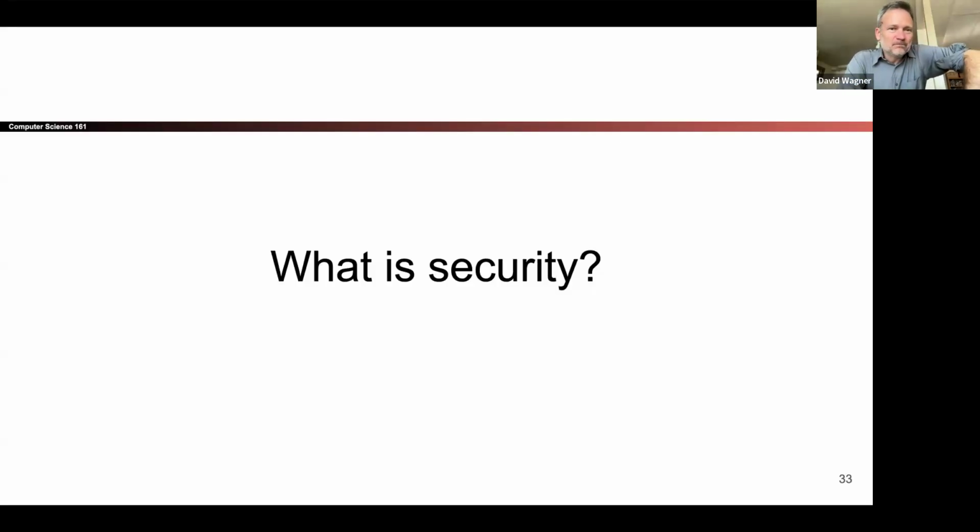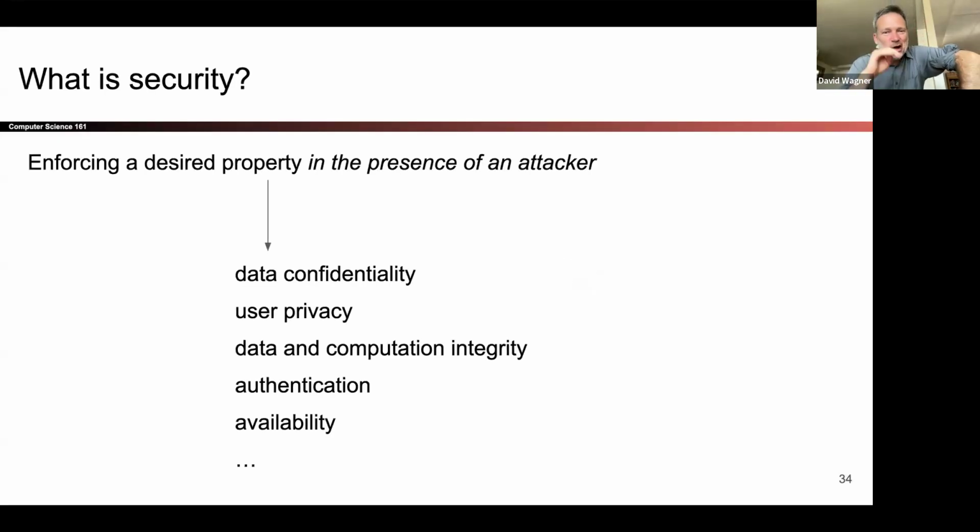So, what is security? In this course, we're going to try to teach you about security. What I mean by that is anything about computer science where there's an attacker, someone who's deliberately trying to mess you up. They might try to violate data confidentiality. If you want to protect the confidentiality of data against an attacker, that'd be within the scope of computer security. Privacy, if there's someone who's trying to spy on you or gather information on you.